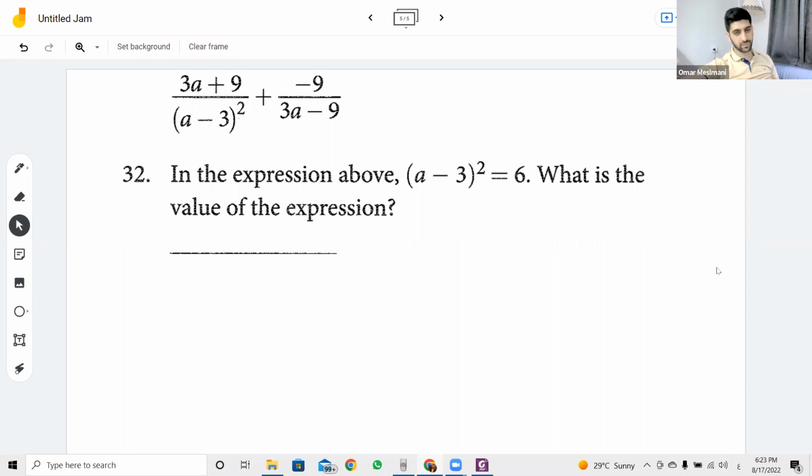This type of question, we have no negative. If you have a negative answer, it means that you have a mistake.